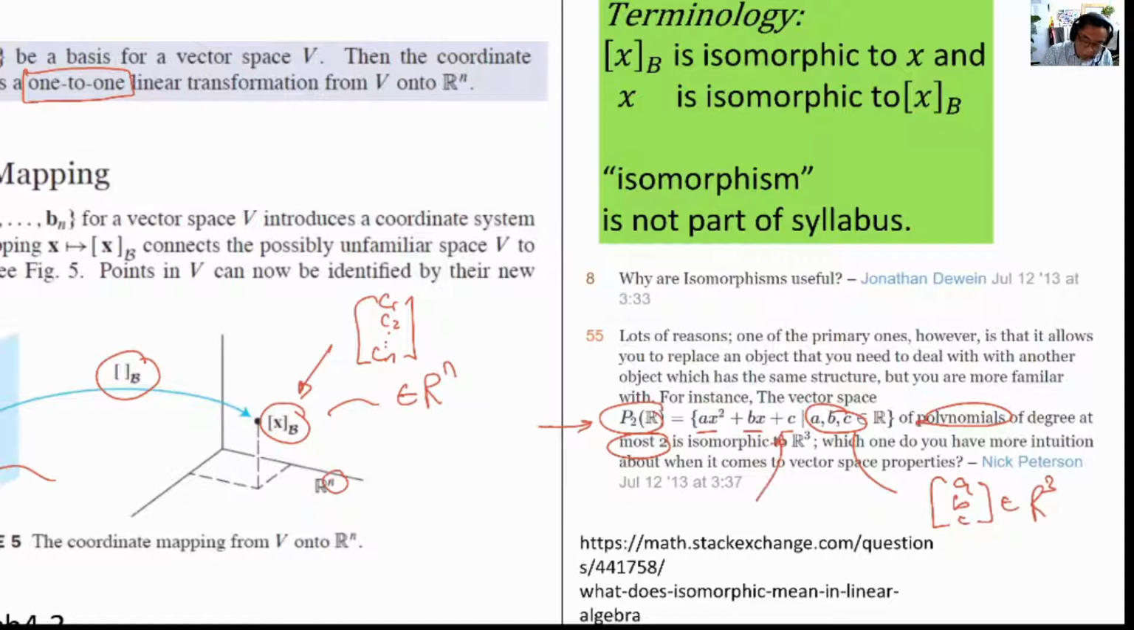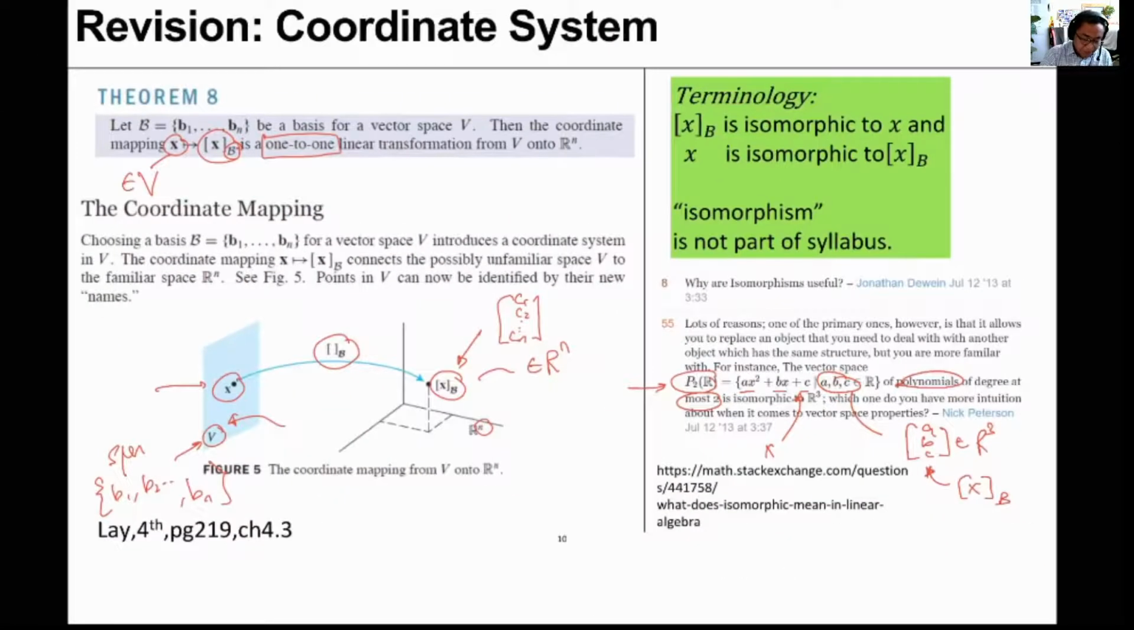This representation is x as a polynomial. This representation is x as a coordinate vector. And in this transformation of x to xB, nothing is lost. And we call this isomorphic. xB is isomorphic to x. And one of the reasons we prefer to deal with xB is we are more familiar with coordinate vectors.